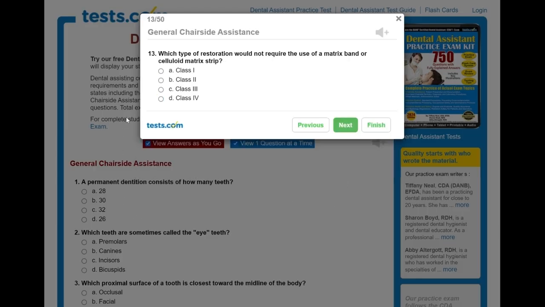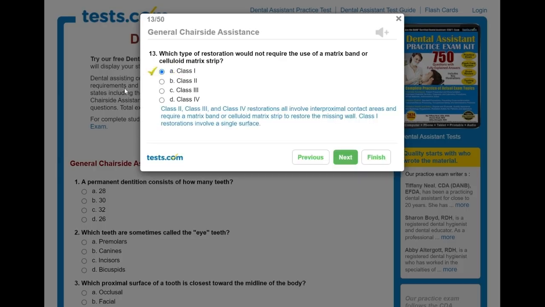Question 13. Which type of restoration would not require the use of a matrix band or celluloid matrix strip? A. Class 1. B. Class 2. C. Class 3. D. Class 4. A. Class 1. Class 2, Class 3, and Class 4 restorations all involve interproximal contact areas and require a matrix band or celluloid matrix strip to restore the missing wall. Class 1 restorations involve a single surface.